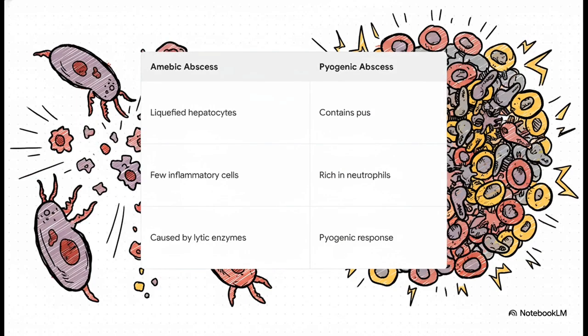So let's really hammer this point home. A bacterial or pyogenic abscess is a war zone. It's full of pus, which is basically a graveyard of neutrophils that died fighting the bacteria. But E. histolytica plays dirty. It actively kills the neutrophils that show up to fight. So what you get is a lesion with surprisingly few inflammatory cells. It's just destruction caused by the parasite's flesh-dissolving enzymes.